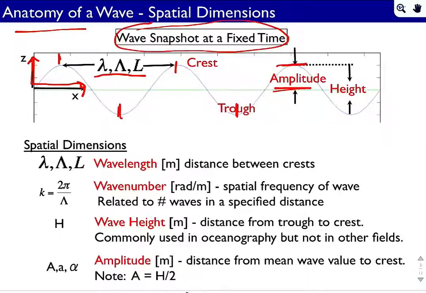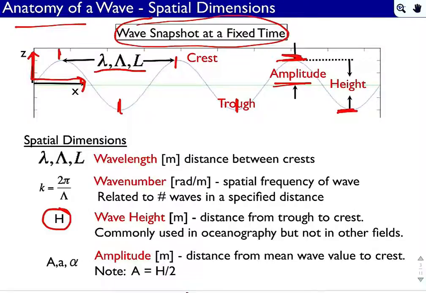Oceanographers, because in nautical lore people have always referred to wave size via the height, being the distance from the trough to the crest, and in a small amplitude wave like this that could be described with a sine or cosine function, that is twice the amplitude. That height is commonly H, capital H, and just keep that in mind. This height and amplitude both describe the size of the wave, but they are different quantities.